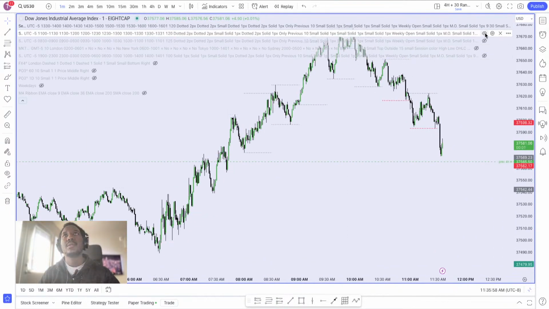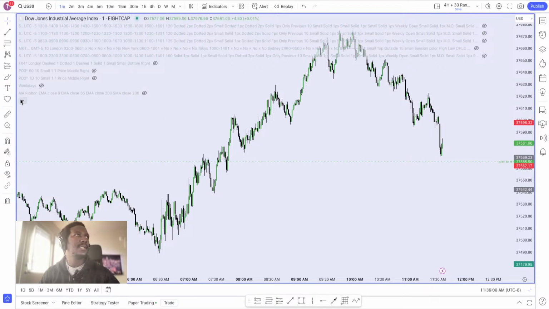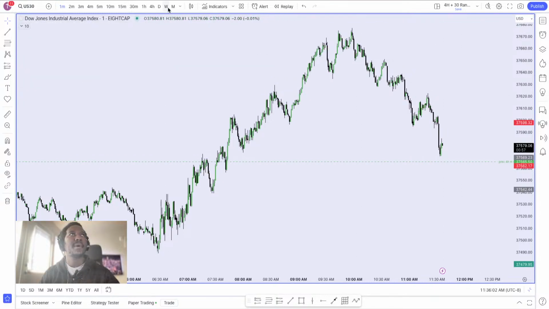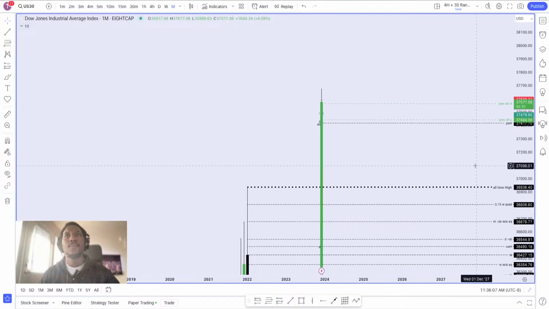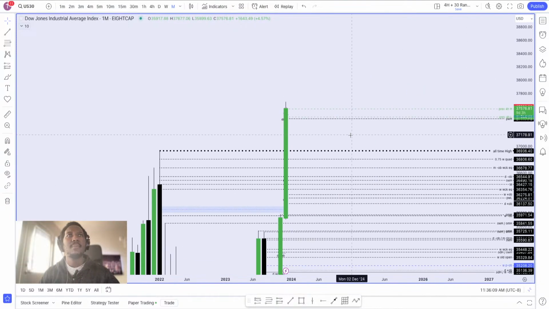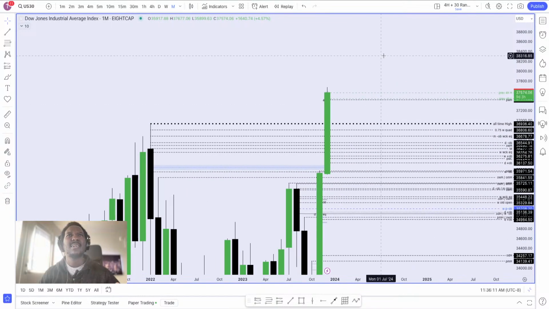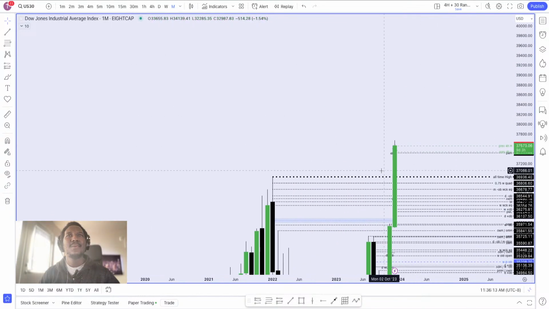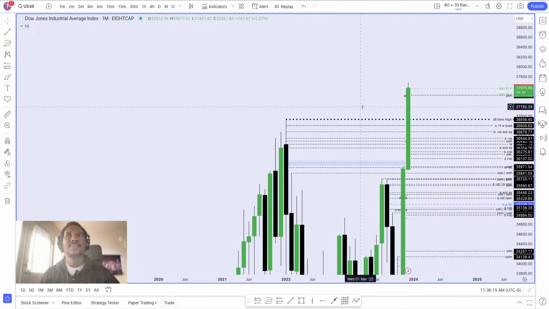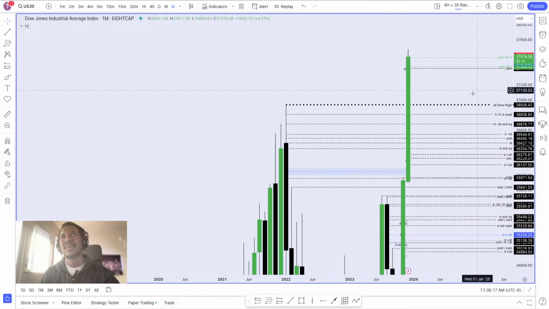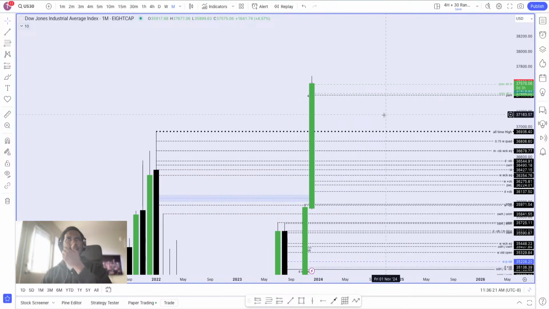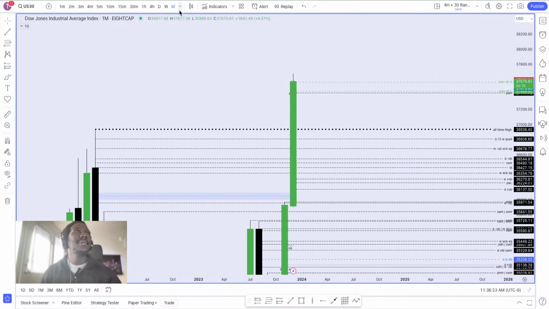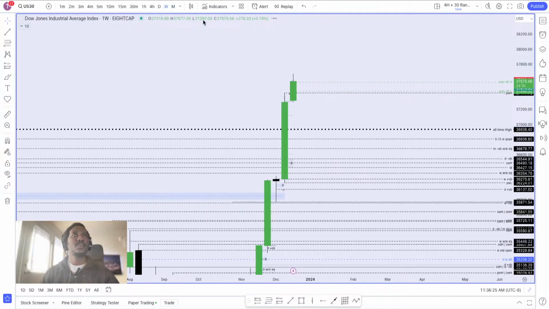Let's do a quick rundown, a quick top-down analysis. Let's start from the monthly time frame. Wow, we are still pushing to the upside. This is a whole other level of all-time high. That is like 1,000 more, right? Nothing to see on the monthly, so let's go to the weekly real quick.